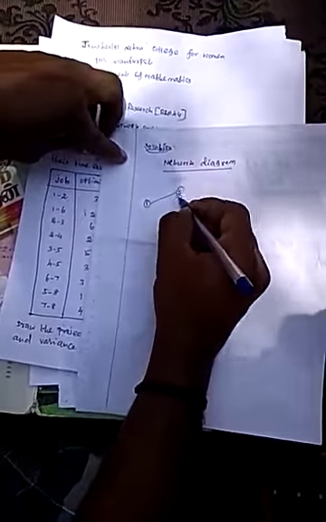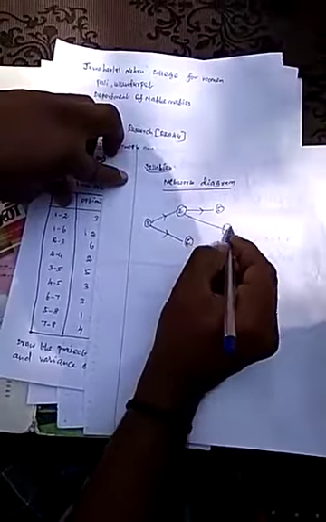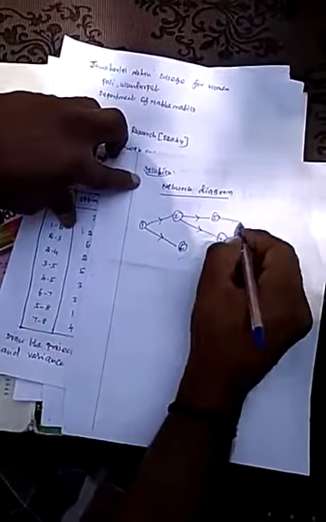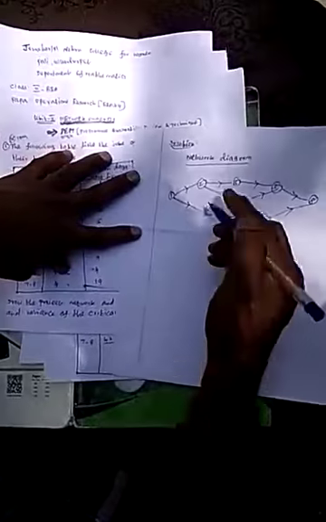So jobs 1 to 2. Next 1 to 6. Next 2 to 3. Next 2 to 4. Next 3 to 5. Next 4 to 5. Next 6 to 7. Next 5 to 8. Last one is 7 to 8. So drawing the project network is complete.